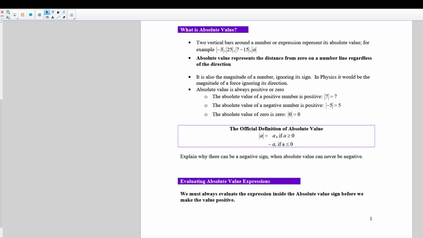Today we're going to talk about absolute value functions and equations. So the first thing that we want to talk about is what is absolute value? What does it look like? And what exactly can we do with it? So first of all, what does it look like?